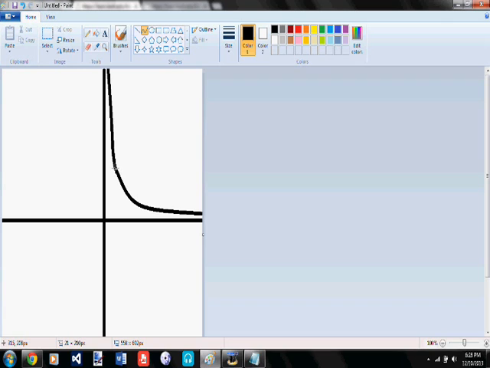Something like that, except not quite like that, because Paint really is not a math program. You might be wondering, well, why are you using Paint? Well, because as I've said before, I use free software, so there you go.